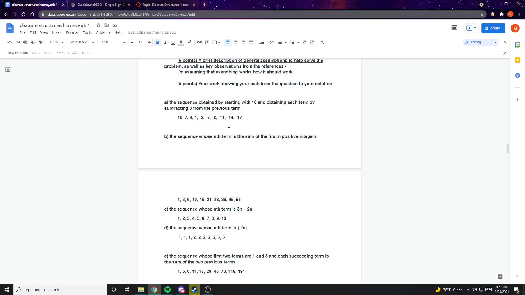The sequence whose nth term is the sum of the first n positive integers. So 1, 3, 6, 10, 15, 21, 28, 36, 45, 55.